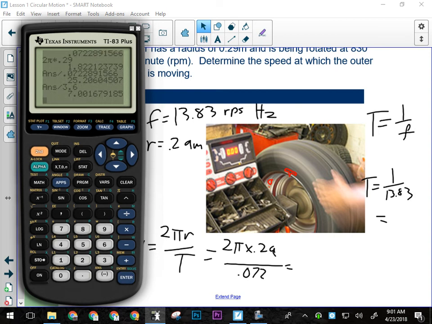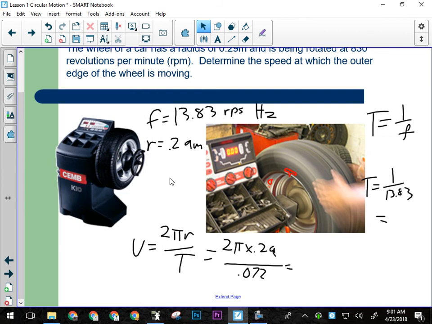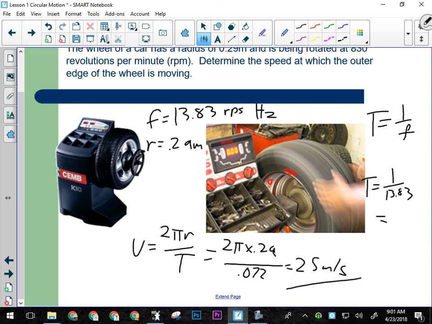Sorry, I should have multiplied by 3.6. So 25 times 3.6 gives us, so it's moving at 90 clicks an hour. So the tire is spinning at 90 kilometers an hour. So we got 25 meters per second. Everyone all right with what I did there?